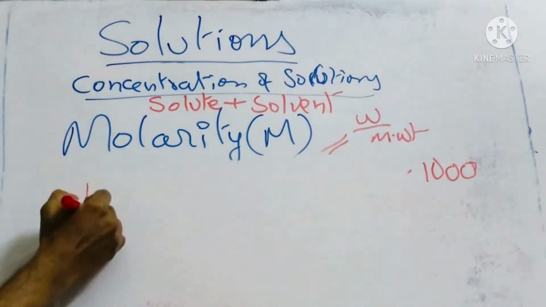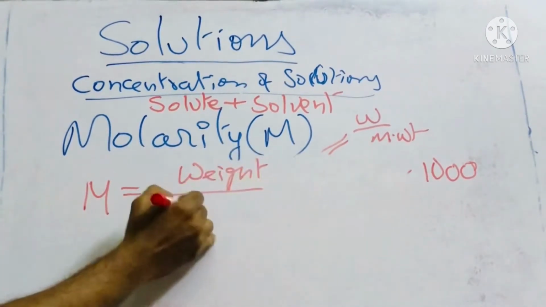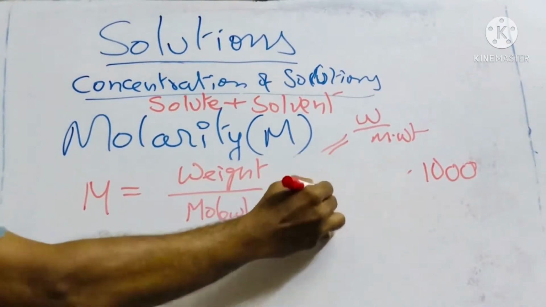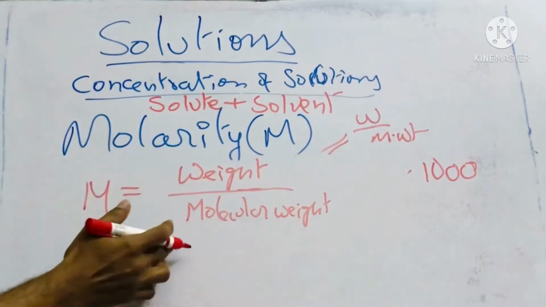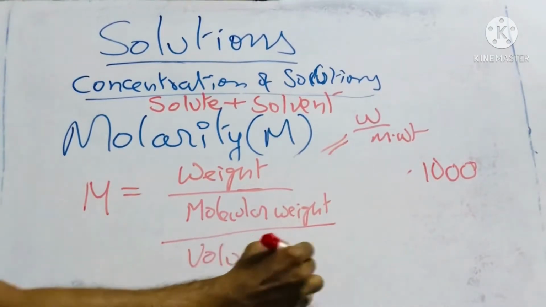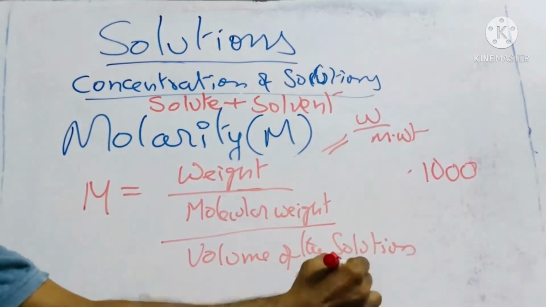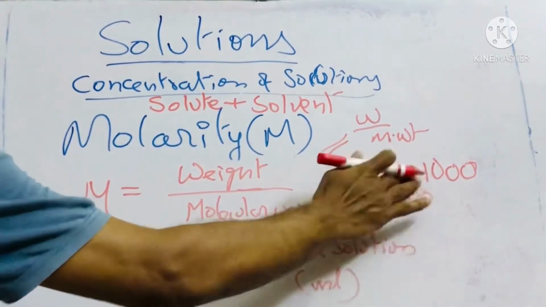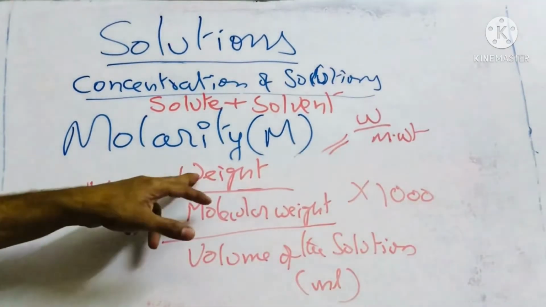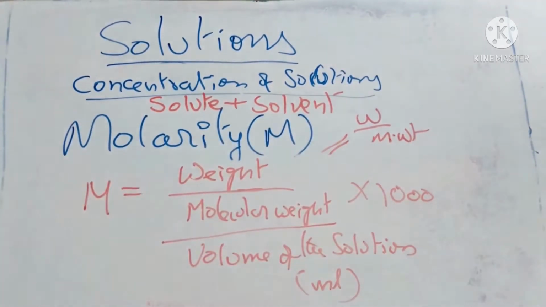You see, the molarity is equivalent to the weight of solute divided by molecular weight, which is the number of moles of the solute, divided by the volume of the solution in milliliters multiplied by 1000. So that gives you the molarity of a solution. Molarity equals number of moles per volume of the solution times 1000. Number of moles can be written as weight by molecular weight.